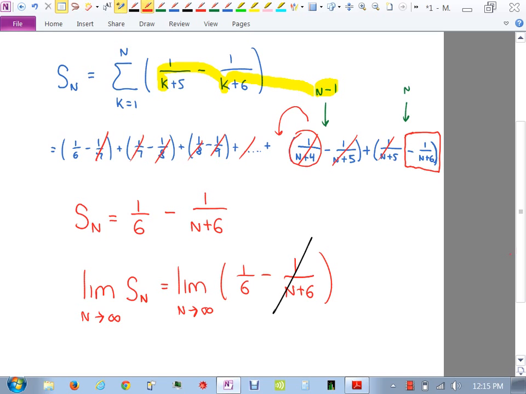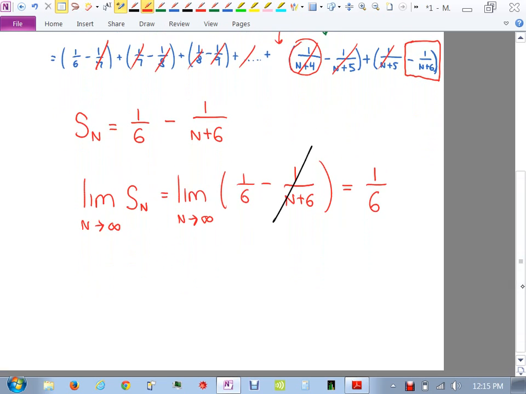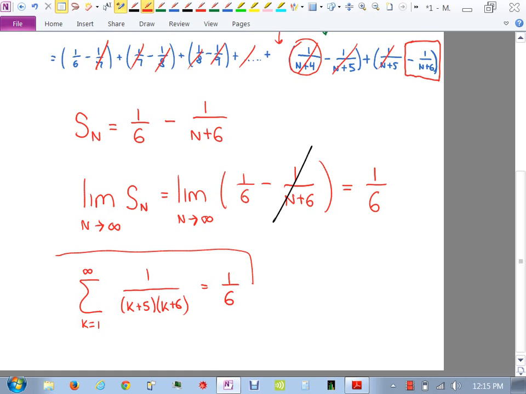So the answer is that this sum is 1/6. So here's my final answer: the sum from k equals 1 to infinity of 1 over k plus 5 times k plus 6 equals 1/6. It was a collapsing series. Why did it collapse? Everything in the middle went away, right? So, like I said, two ends of a bridge, the bridge collapses. The only thing left are the two ends of the bridge.